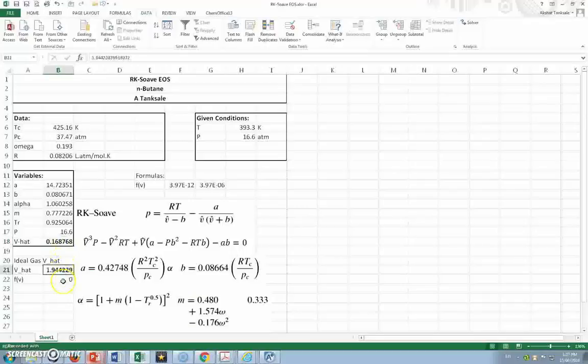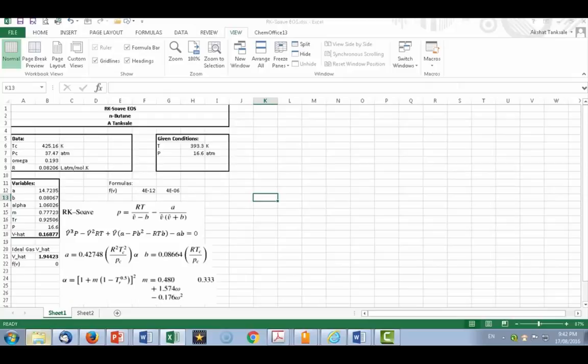As you can see, the ideal gas equation of state estimates 1.944, but the actual value must be 0.168. So N-butane is compressed quite a lot, so the molecules occupy a much smaller molar volume than the ideal gas equation of state predicts.